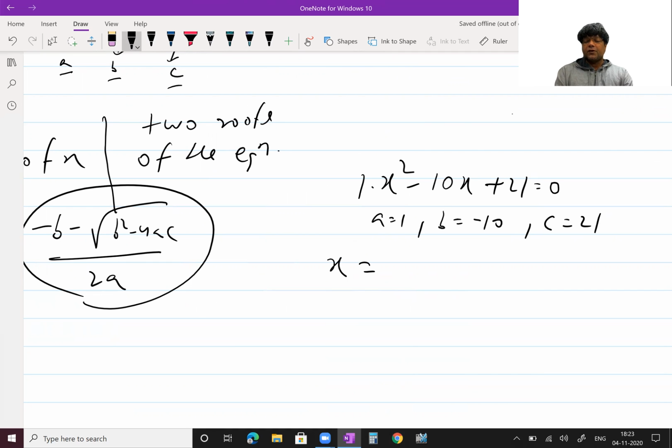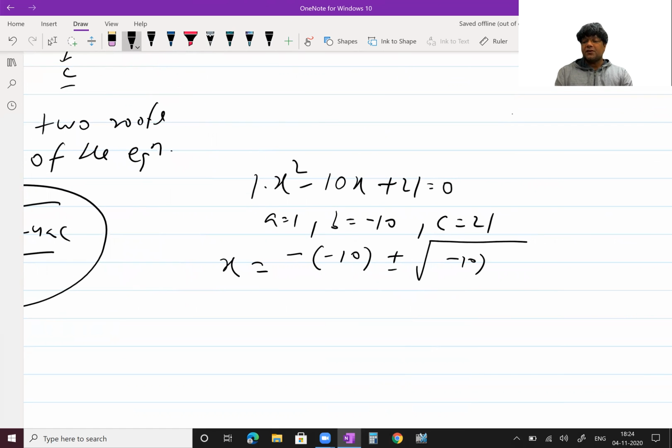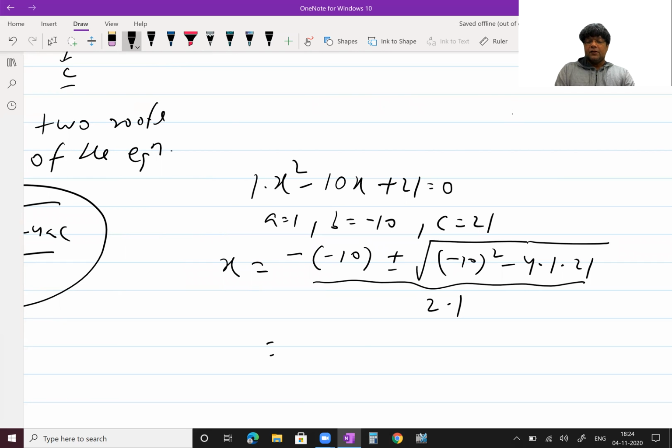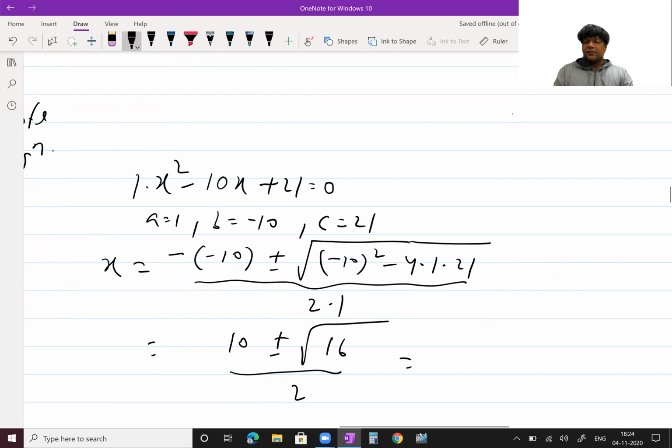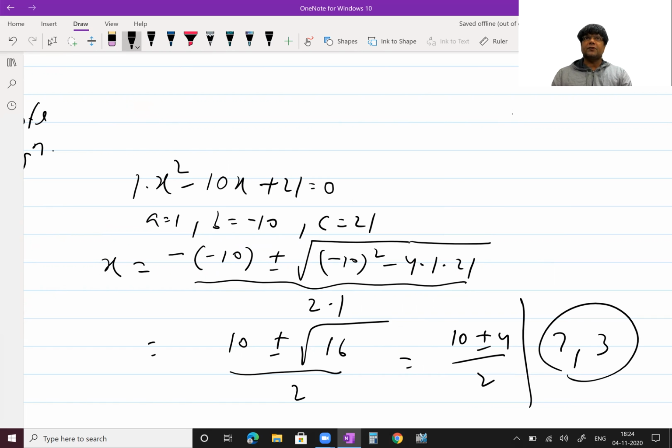I will apply that formula, Sridhar Acharya formula, minus b plus minus root over b square minus 4 into a into c, divided by 2a. That is, minus minus 10 is 10, plus minus root over 100 minus 84 is 16, divided by 2. So we are getting 10 plus or minus 4 by 2. 10 plus 4, 14 by 2, 7. 10 minus 4, 6 by 2, 3. 7 and 3 are the two roots of the equation.